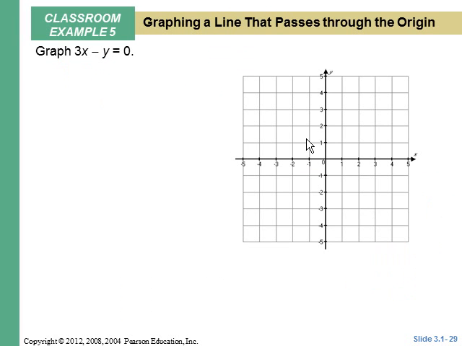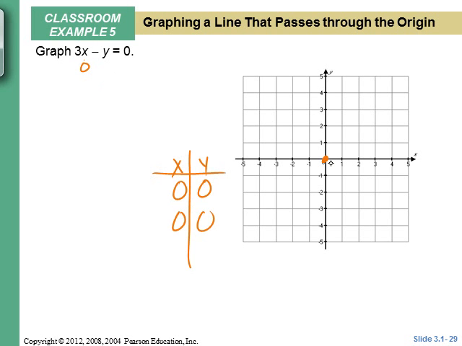We run into a problem if we try using the table of values when we get to an equation where we've got x and y, and we try 0 and 0. Because if we put 0 in for x, we also get 0 for y. So if you notice, we didn't graph 2 points, we ended up only graphing 1 point.